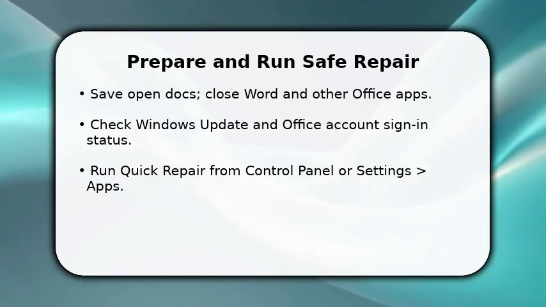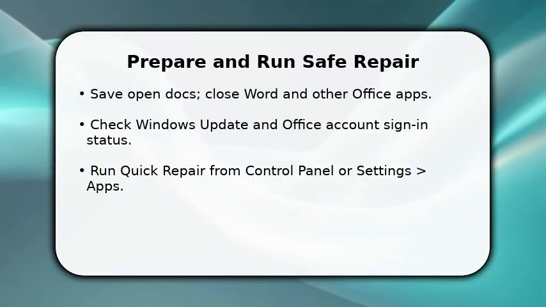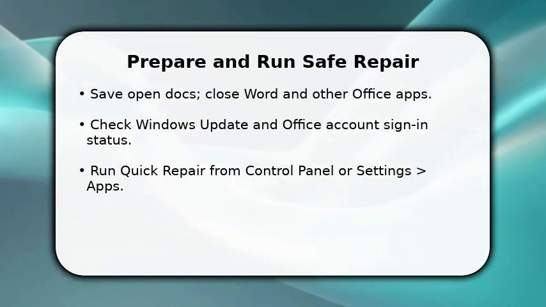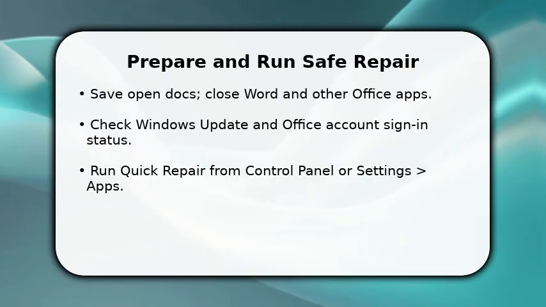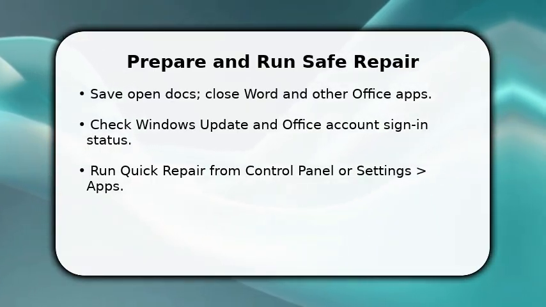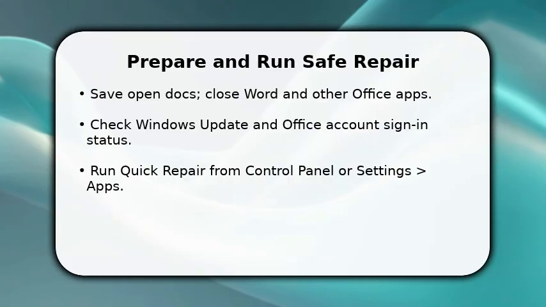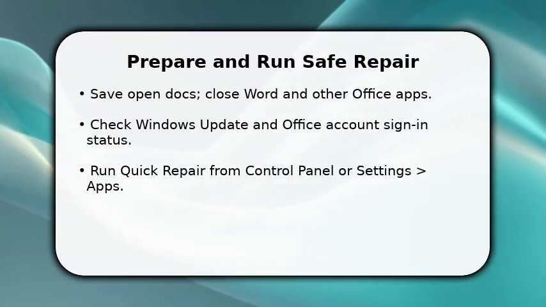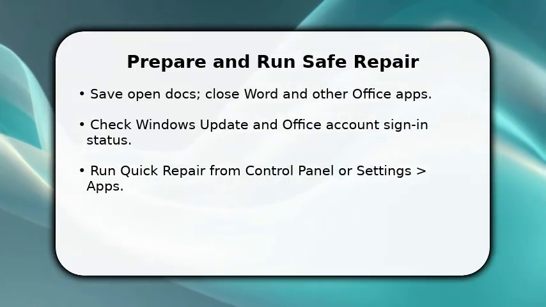You start by minimizing data loss. Save open documents and close Word. Once done, verify your Office account is signed in and Windows Update shows no pending restarts. Then open Settings or Control Panel, find Microsoft Office, and run Quick Repair first.